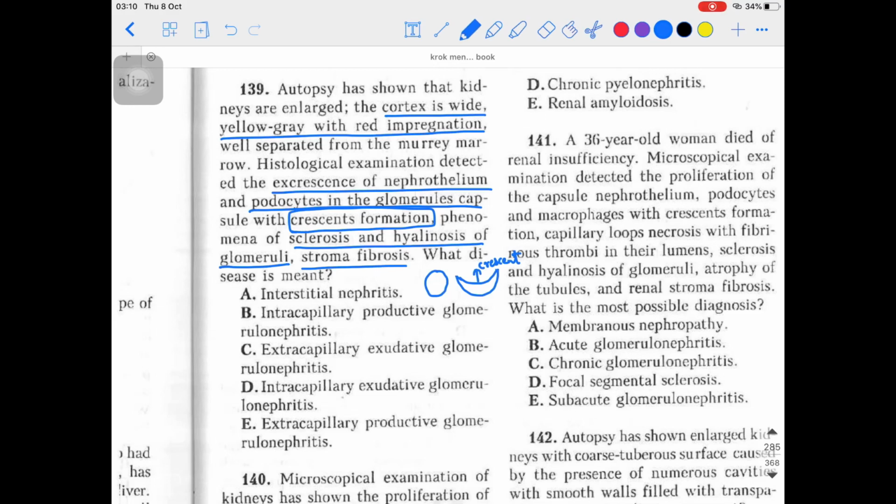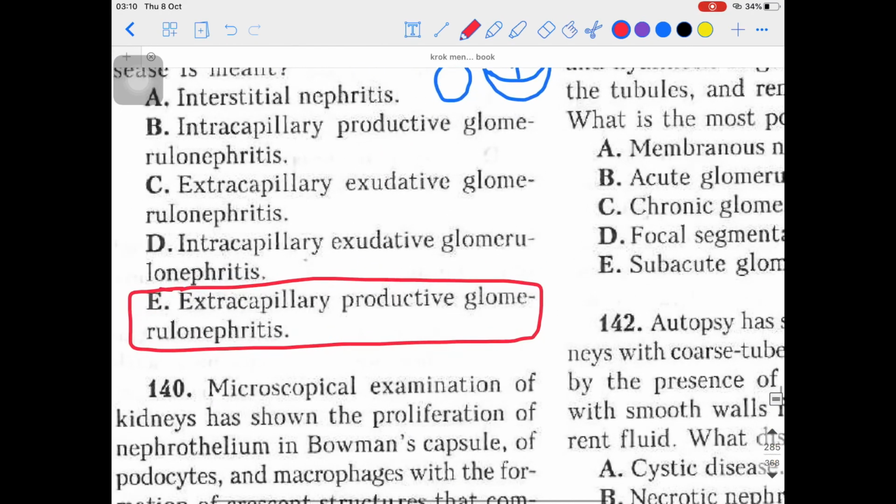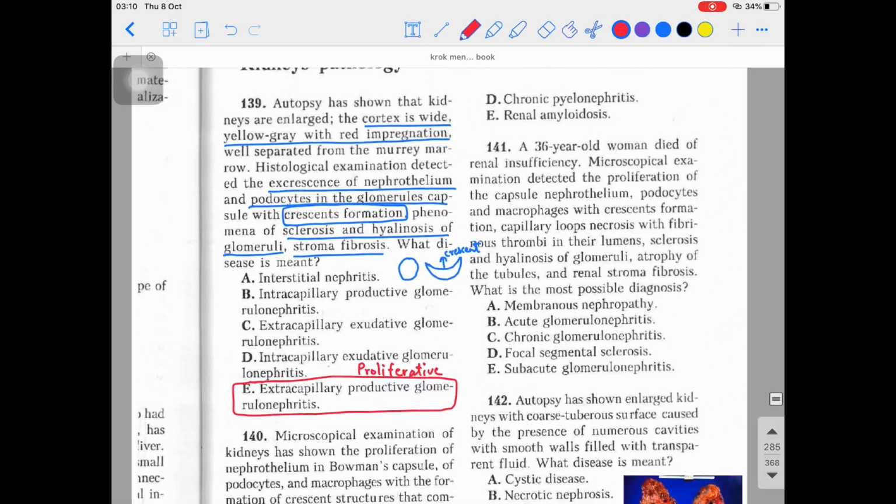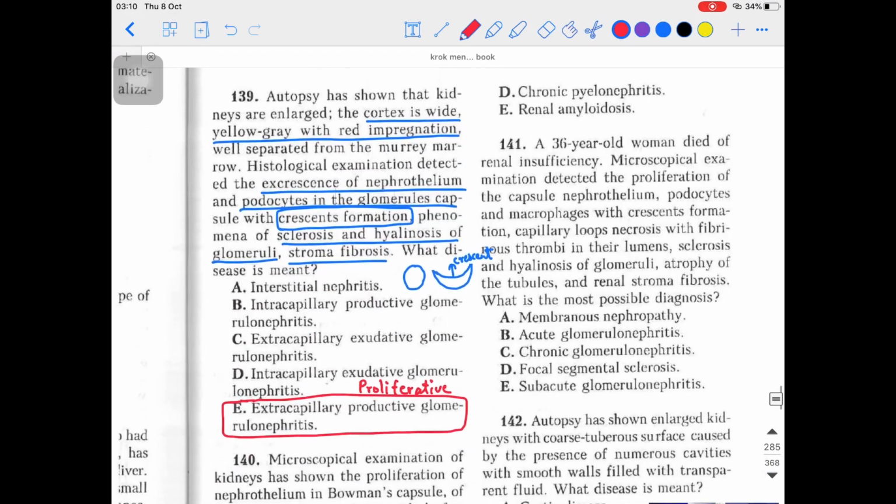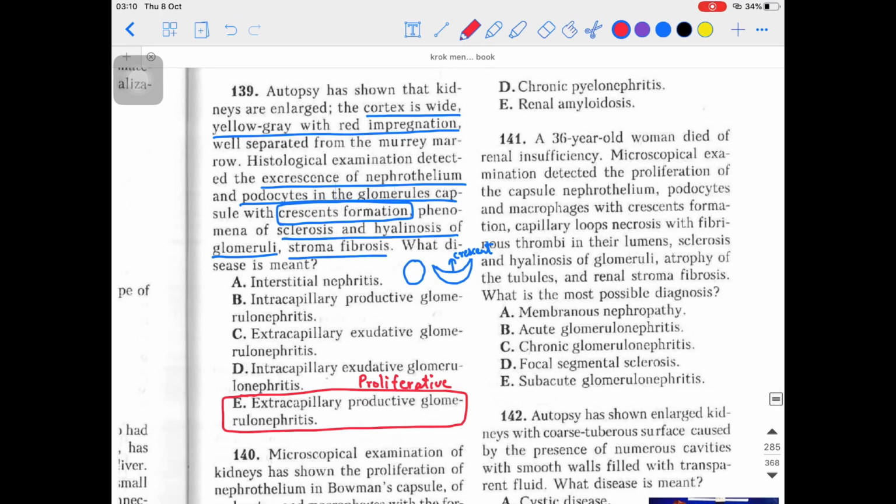So over here they gave you the term with the E option, that is extracapillary proliferative glomerulonephritis. That's what is given in the textbook. Okay, I will be providing the notes as well. You can give a read from there in the description box, so no need to worry about that. So that is the extracapillary proliferative glomerulonephritis, the histological appearance.